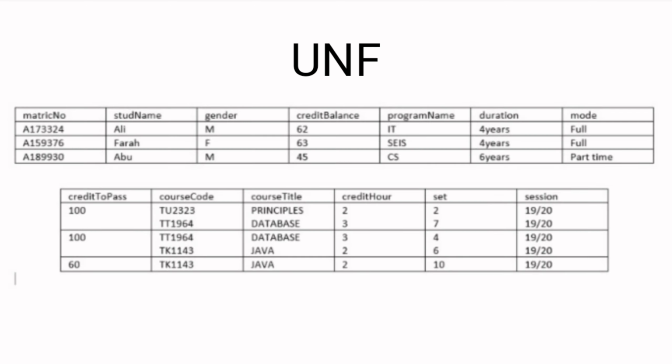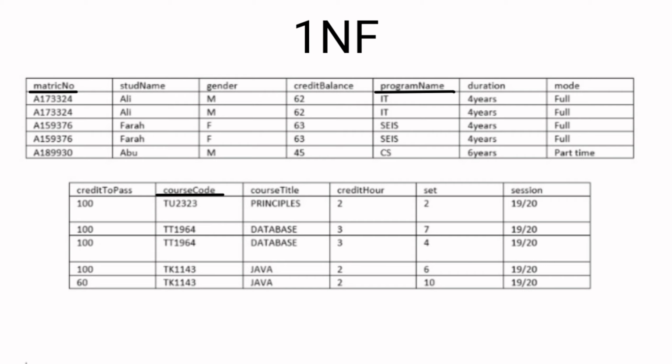In our case, course code, course title, credit hour, set, and session need the table to be flattened as they contain repeating values. The table should be like this after the process of the first normal form.